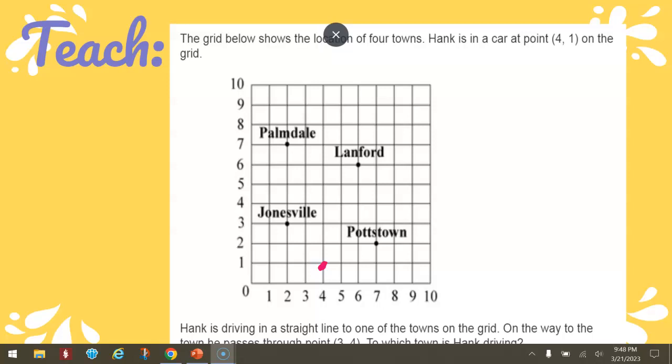And Hank is traveling. And he's traveling in a straight line. And in this straight line, he passes through point 3, 4. So here's 3, 4 right here. That's where he's going to pass through. So if we keep going in a straight line, he's going to hit where? Palmdale. Okay, now you try.